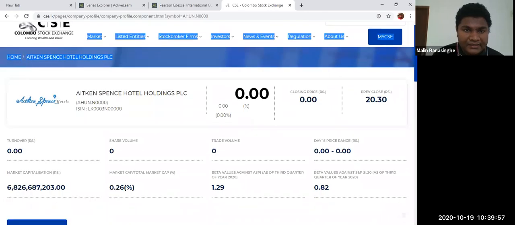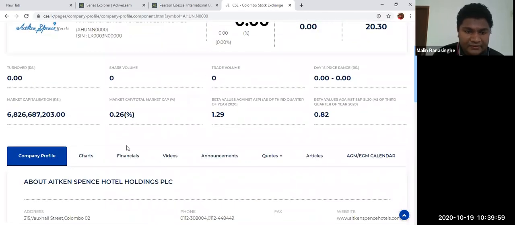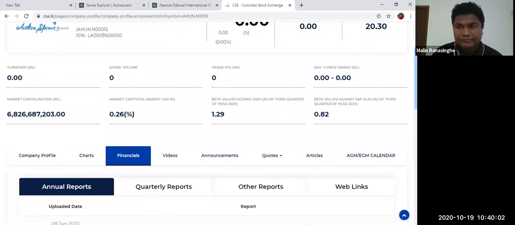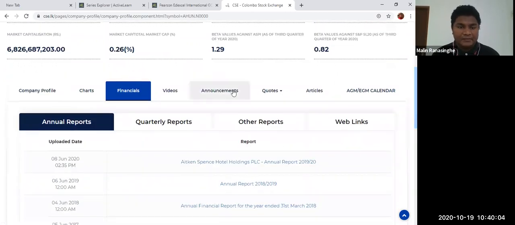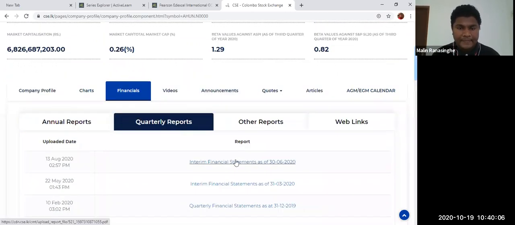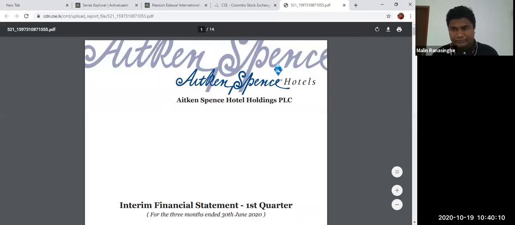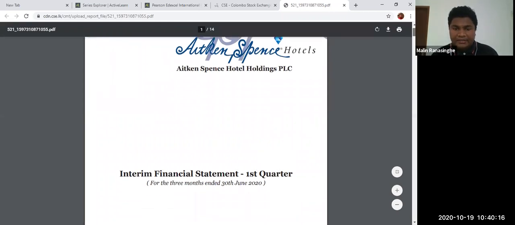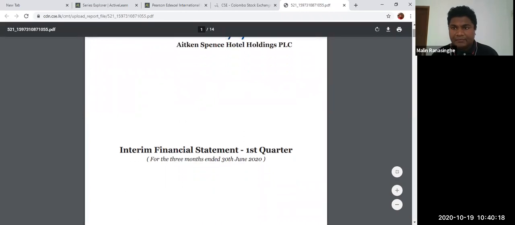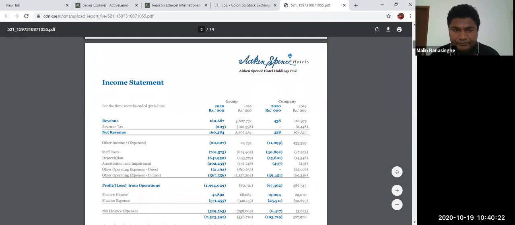You can go to the financial statement, recent financials. Yeah, quarterly reports. Interim financial statement, 13th August uploaded. So this organization, the first quarter of this year, the 3 months ended 30th June, April, May, June, 3 months only, their profitability we will see.